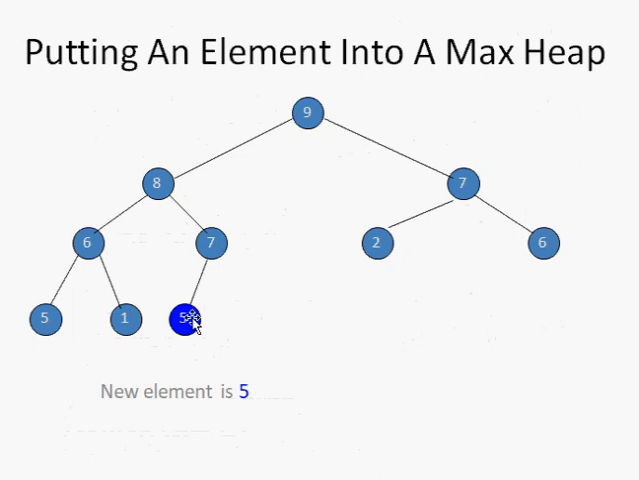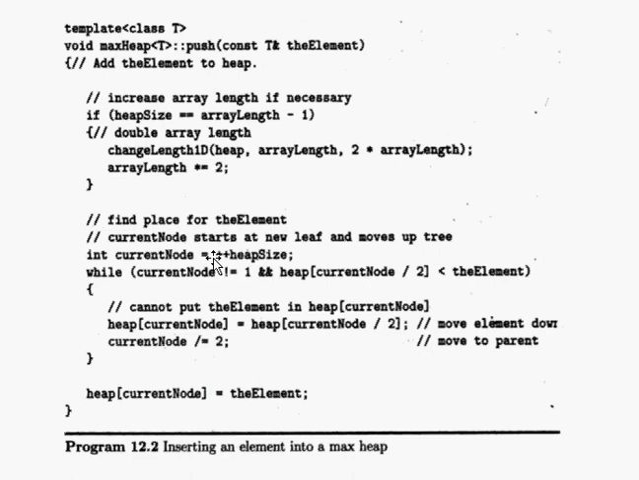Okay, and now what we compare is the node position, current node by 2, which is 5. The element is 5, and its current node position is 10, and that is compared with the node by 2 position. It's compared with its parent. So node by 2 position is 5. At the 5th position the element is 7, and the value 7 is higher than the element, so this condition is false.